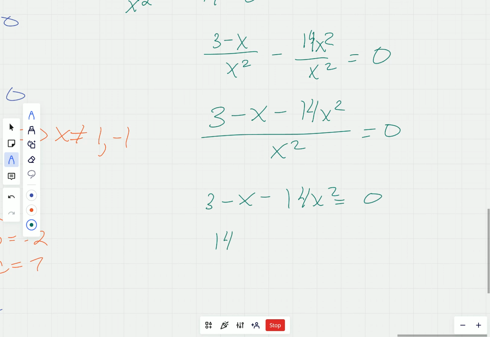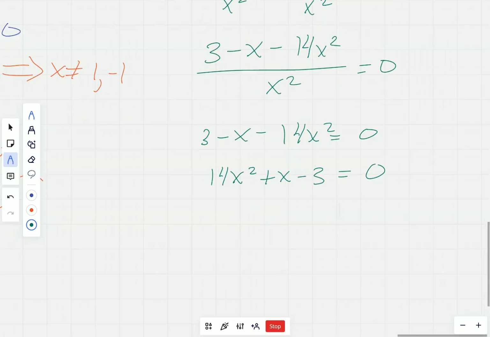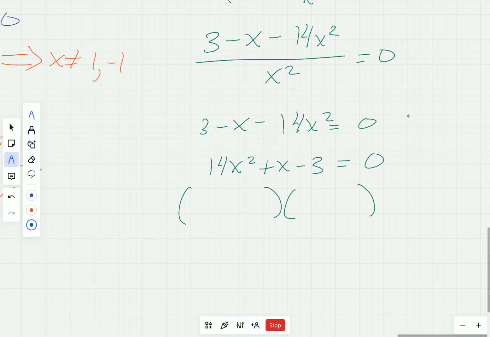Okay, I'm going to factor out a negative 1. And let's consider factors of 14. Let's see if we can factor this. I hope we can. Factors of 14 are 1 and 14, and 7 and 2. So let's go with the 7 and 2. I'm hopeful that will work. I think I'm going to get lucky. All right, let's try that.